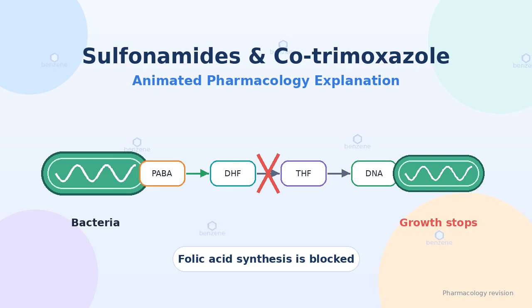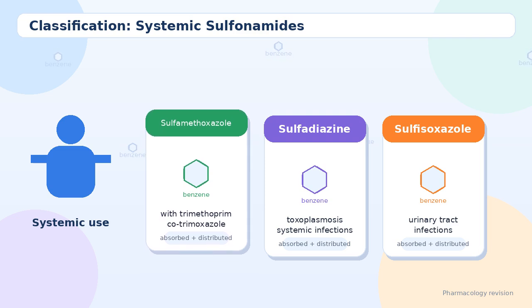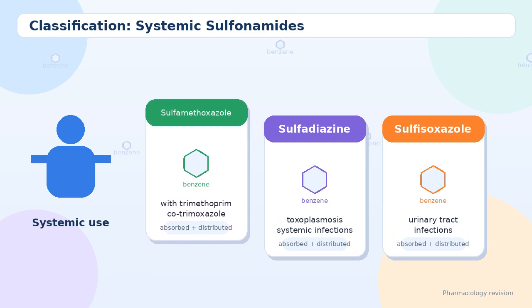Welcome. In this animated explanation, we will study sulfonamides and co-trimoxazole. These drugs are antimicrobial agents that interfere with bacterial folic acid synthesis. Folic acid is essential for nucleic acid production, so blocking this pathway stops bacterial growth and replication. Classification of sulfonamides is based on use and method of administration.